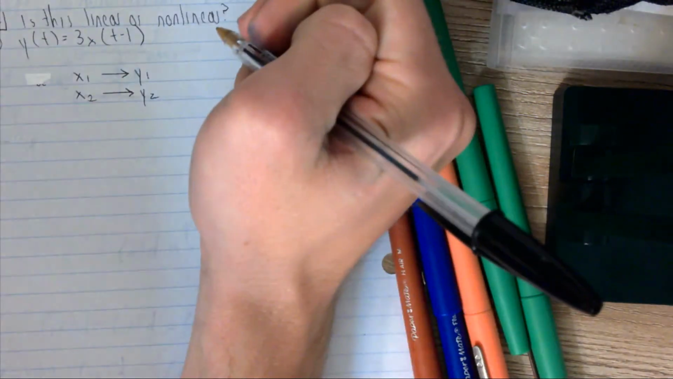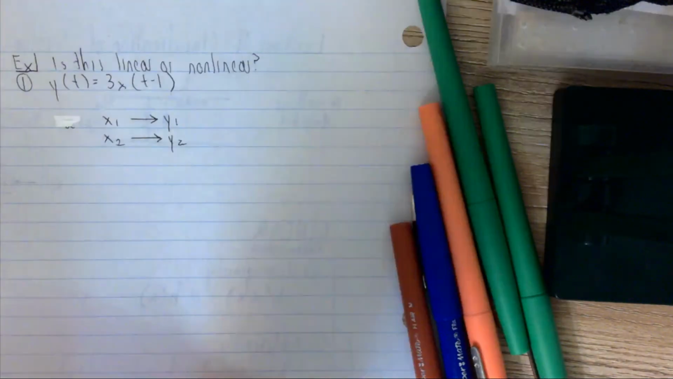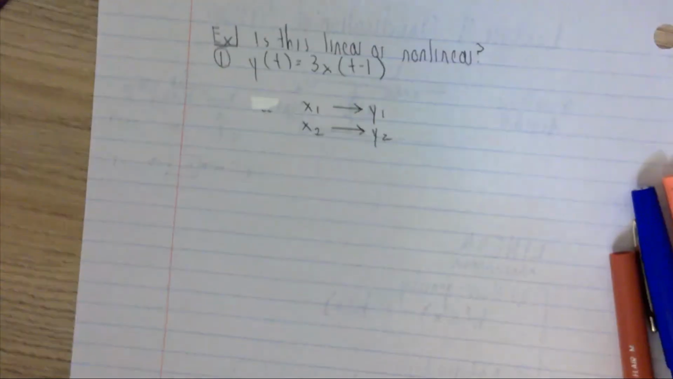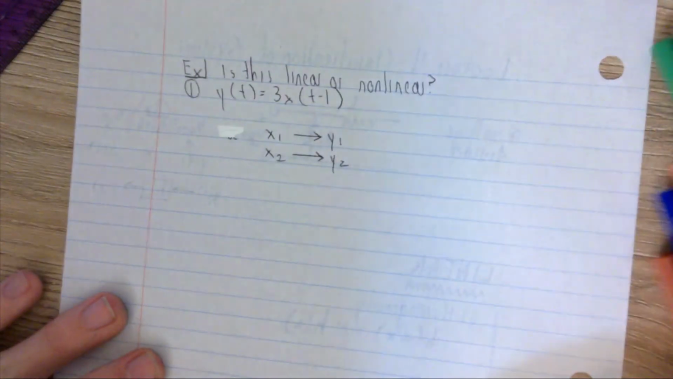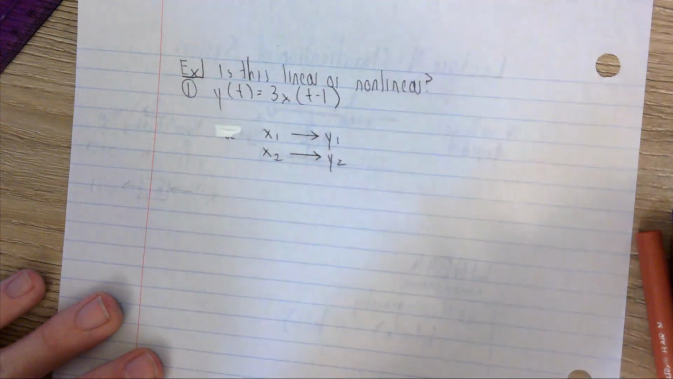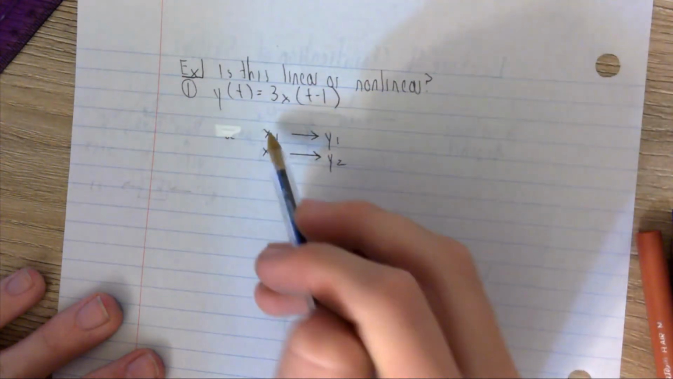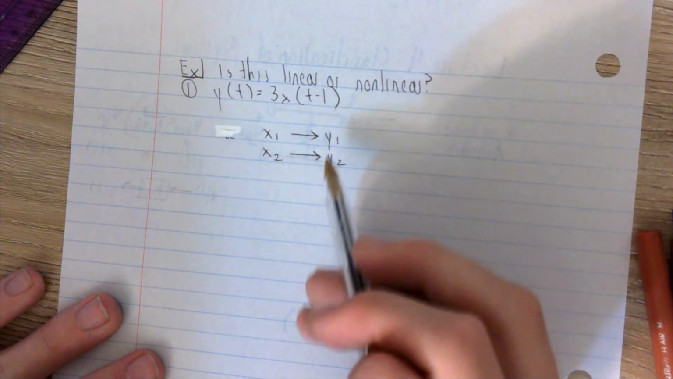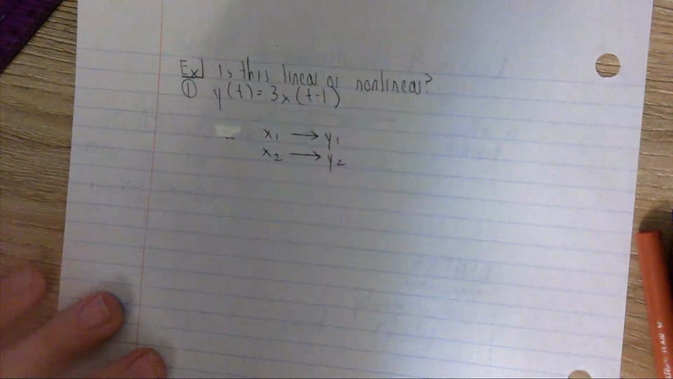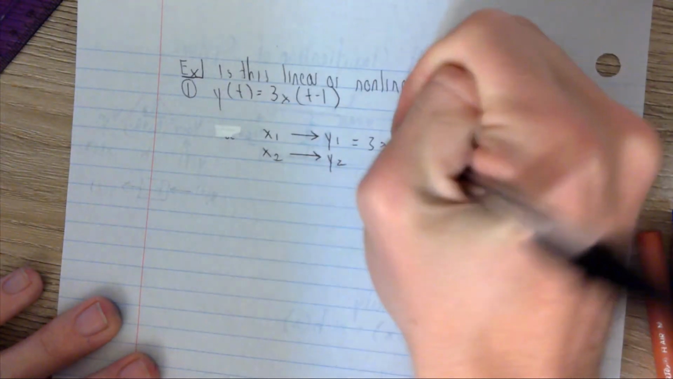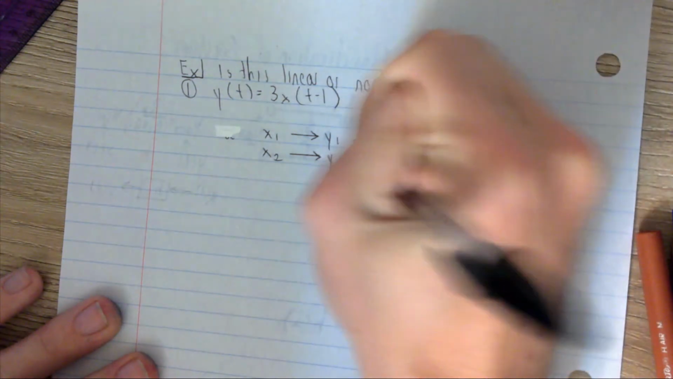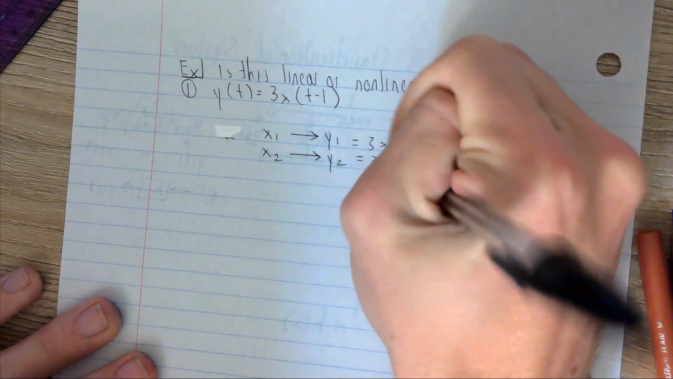Let me move this over to make it easier. So is this system linear or nonlinear? We have x1 and x2 as our inputs, which produce the outputs y1 and y2. Well, we know y1 would be equal to 3x1(t minus 1), and y2 is going to be equal to 3x2(t minus 1).